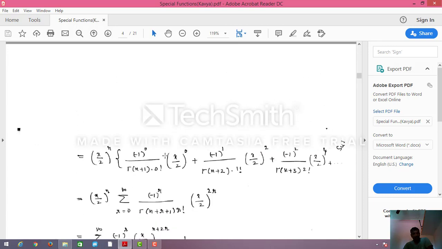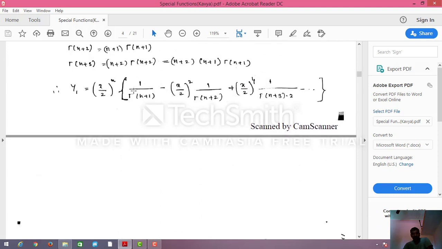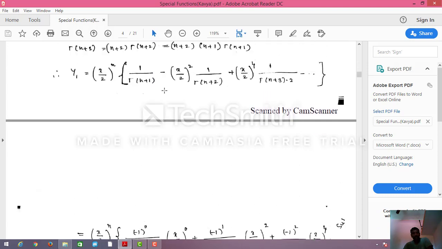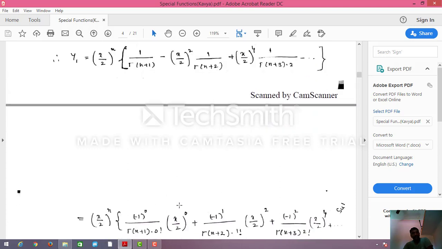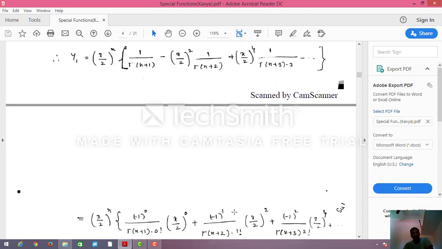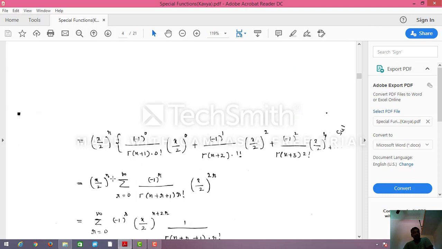Now, if we take (x/2)^n, this one I am writing here to arrange in standard form. So we are writing this: minus 1 power 0 is 1 divided by gamma of n plus 1, and here 0 factorial. 0 factorial value should be 1. (x/2) power 0 is also 1. Next one should be minus 1 power 1, gamma of n plus 2 into 1 factorial into (x/2)^2. Next one should be minus 1 squared, gamma of n plus 3 into 2 factorial into (x/2)^4, plus and so on. This only I'll write as (x/2)^n.